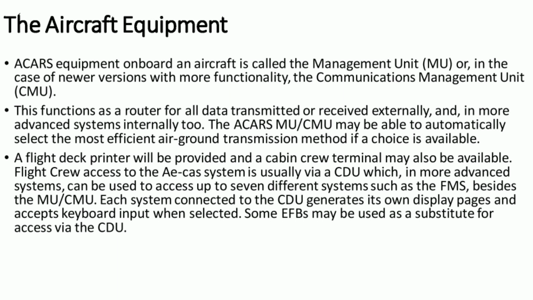Flight crew access to the ACARS system is usually via a CDU, which, in more advanced systems, can be used to access up to 7 different systems such as the FMS, besides the MU, CMU. Each system connected to the CDU generates its own display pages and accepts keyboard input when selected. Some EFBs may be used as a substitute for access via the CDU.